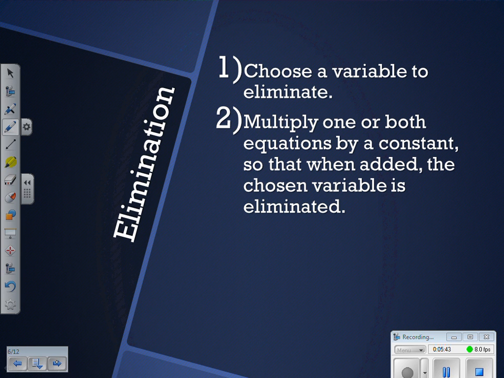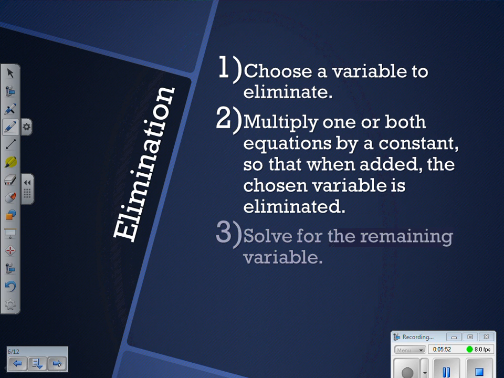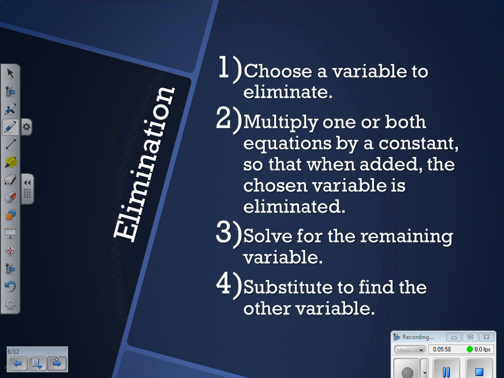Step 2, you actually do that. And sometimes you might have to multiply one of them by something. Sometimes it may be both of them. Sometimes maybe neither one. It just really depends on the system you're given. Step 3, you'll solve the remaining variable, whichever one it is. And then step 4, you'll substitute to find the other variable. So you plug back in, you get your answer.